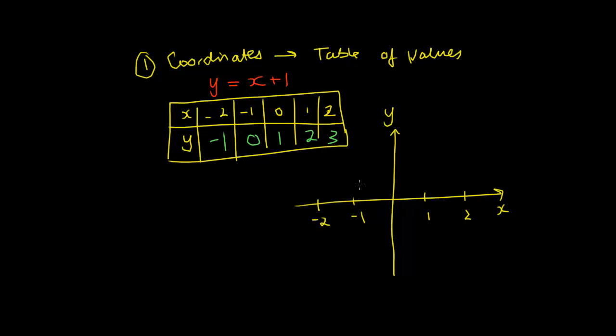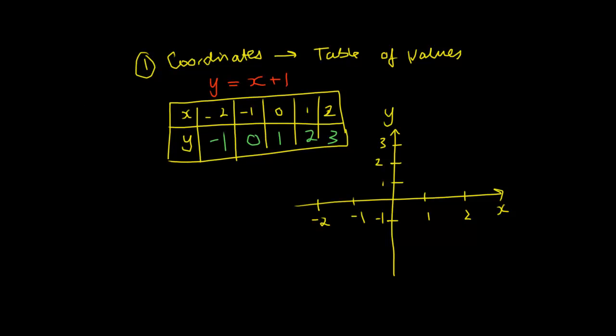Now, mine's not accurate, yours should be. What do we need to go up to on the y-axis? We need to go up to 3. 1, 2, 3, making sure these are the same spaces between each other. And I'm going to go down to negative 1.